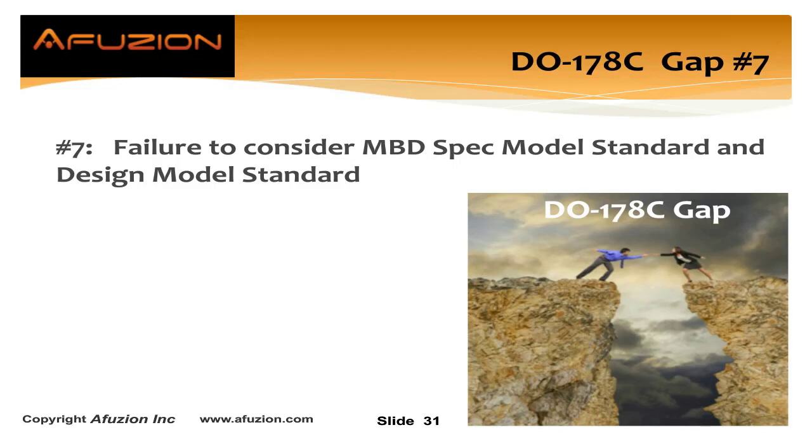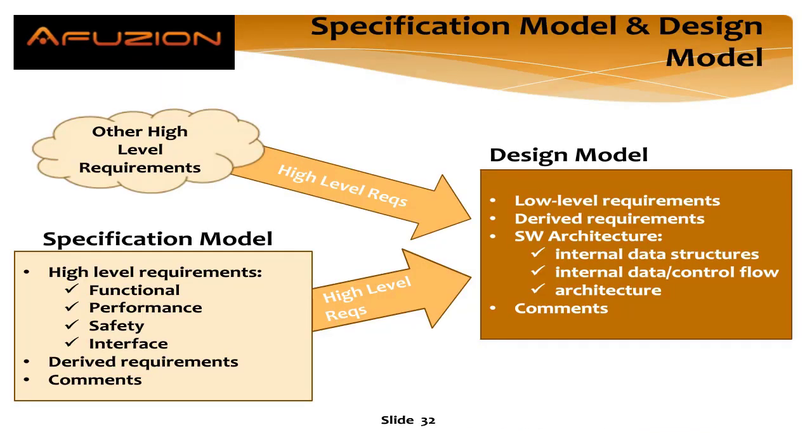So let's consider design model, spec model. It looks like this. We have high-level requirements, then the spec model. Spec model includes functional, performance, safety, interface, derived requirements, the additional aspects that are added by the engineers that need to be reviewed by safety. Then design model, low-level requirements, derived requirements. This is the architecture, the inner workings, internal data structures, internal data control flow, architecture.